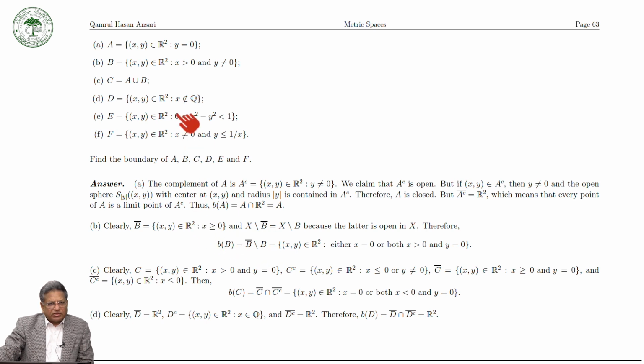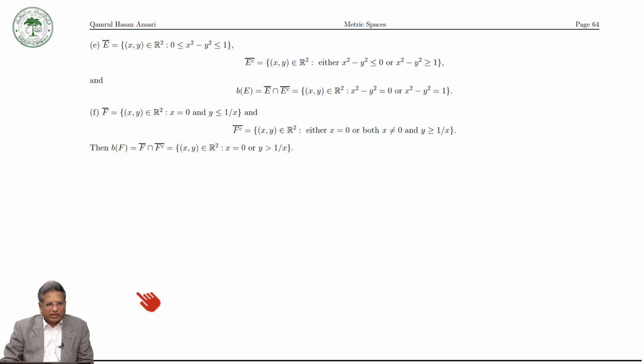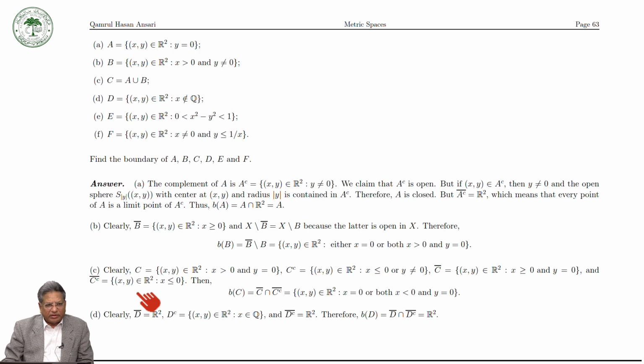So B is what? B is equal to x greater than 0 but y not equal to 0. So you will get either x is equal to 0, or both x greater than 0 and y equal to 0. So this is the boundary of this set. Now let us find the boundary point of the set C. So C is equal to A union B. This you can do by yourself. Let us move to the last ones, starting with E.